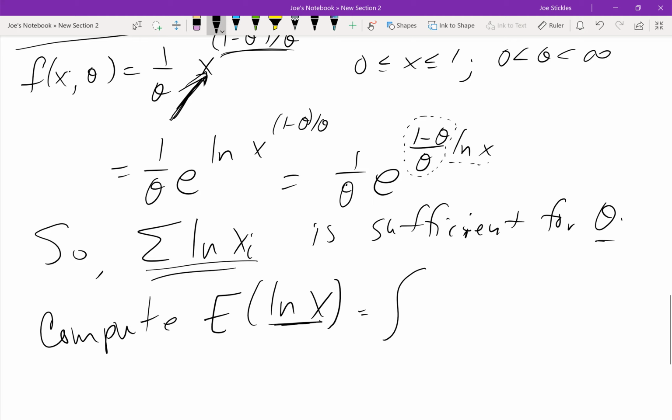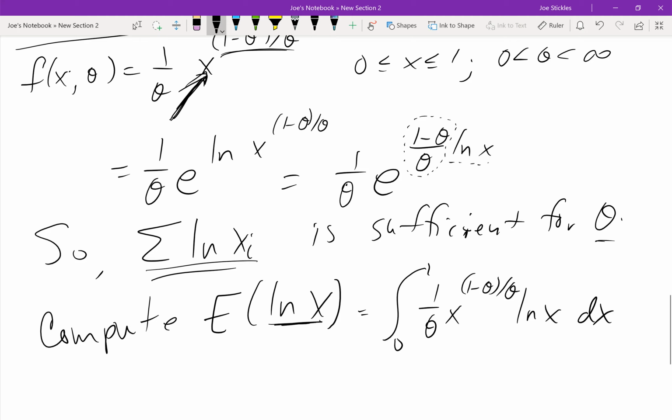So in this case, you would do the integral from 0 to 1, because that was our support, of 1 over theta x to the (1 minus theta) over theta, log x dx. And again, use a computer to do this. Use GeoGebra or whatever other computer algebra system you want. If you've got a TI-Nspire, you can use that.